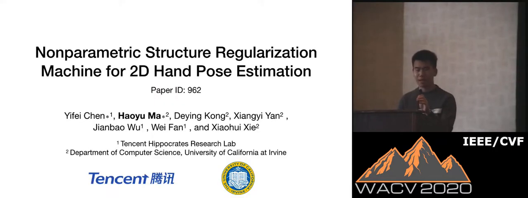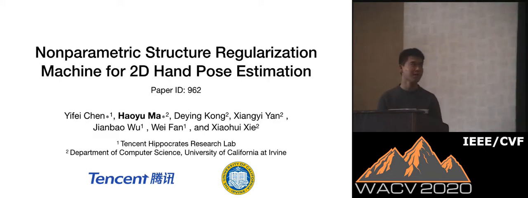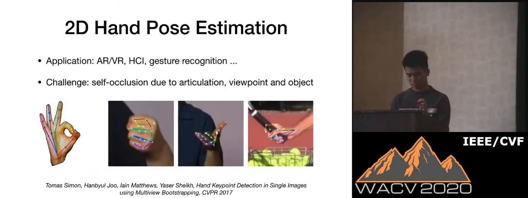Hello everyone, I'm Howie, a first-year CS PhD student at UCL. Today I'm very glad to share our latest research, non-parametric structure regulation machine for 2D hand pose estimation. As we know, there are many applications for 2D hand pose estimation like AR, VR, and HCI. However, compared with other pose estimation problems like body pose or face, hand pose is much more challenging because the hand suffers from self-occlusion due to articulations, viewpoints, and objects.